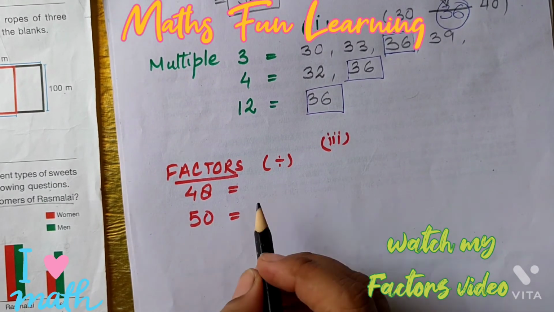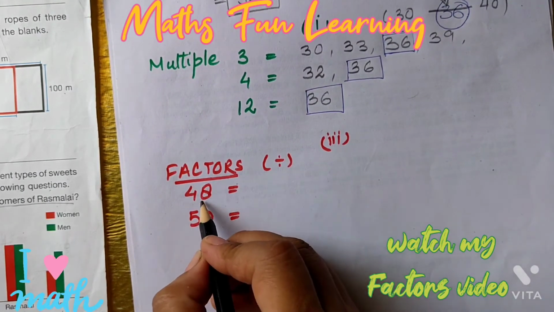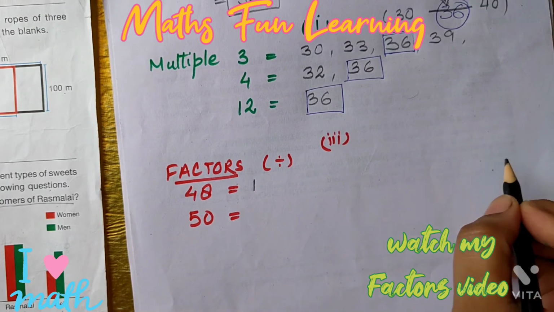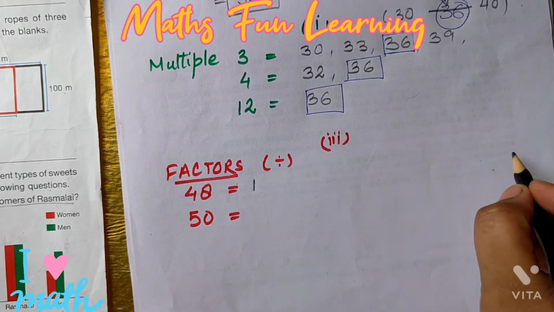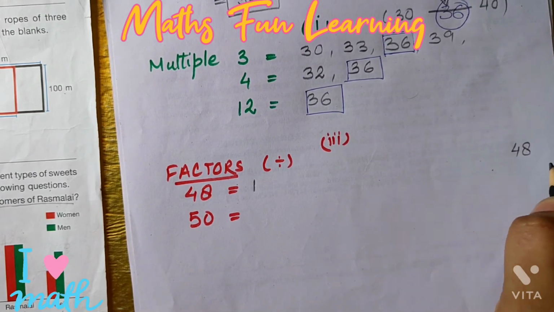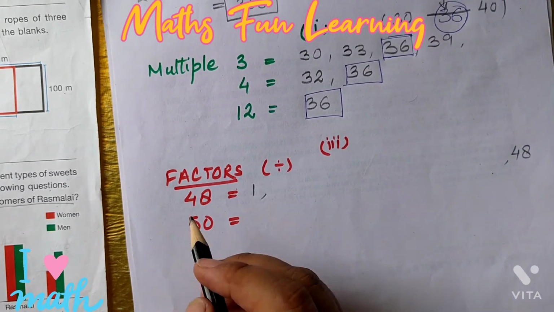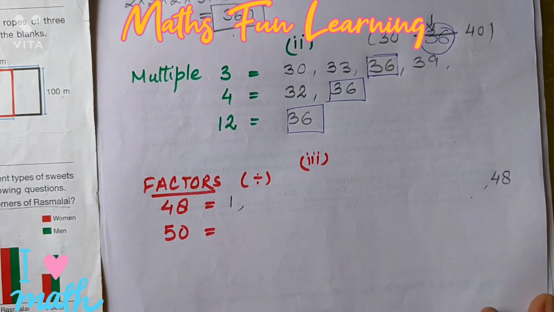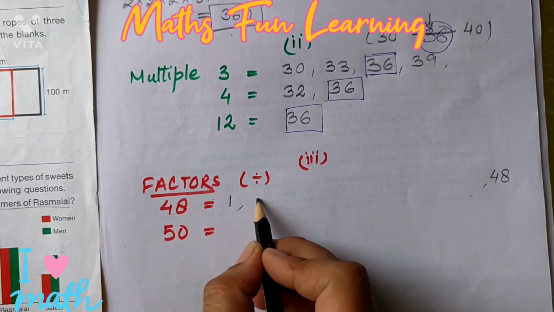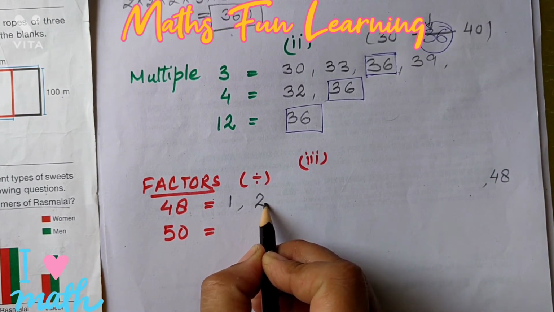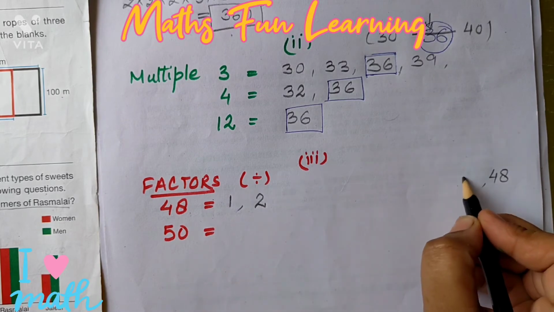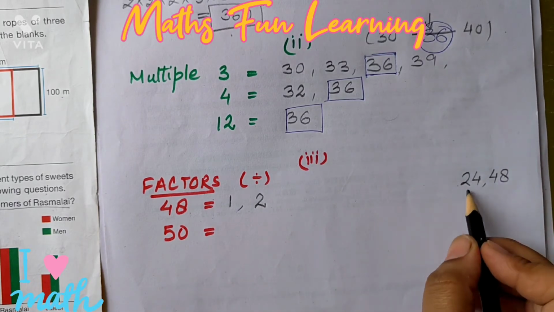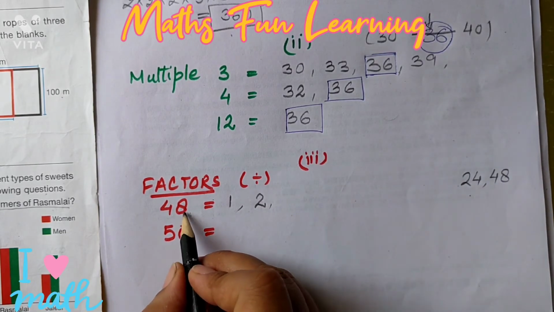Okay, let's start writing. If you divide 48 by 1, you will get 48 as the quotient. So these two are the factors. This is an even number, kids. Yes, 48 is an even number. That means it will be divisible by 2. When you divide by 2, you will get 24 as a quotient.